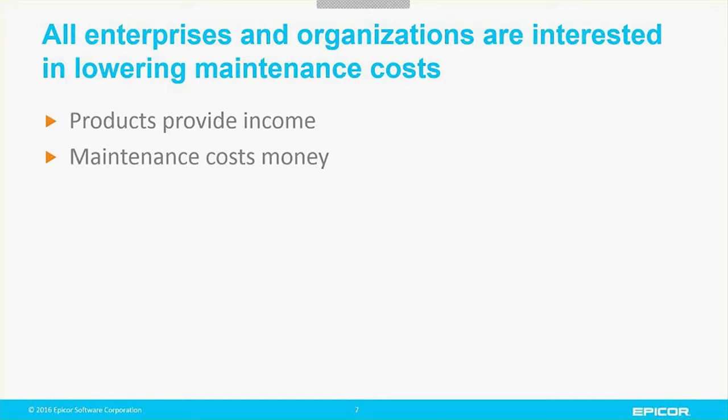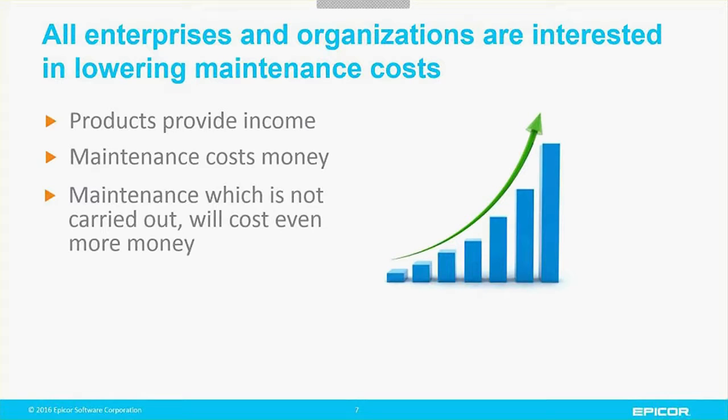Now, enterprises are always interested in lowering their maintenance costs. They'd obviously rather spend all their money making product and not spend anything on maintenance, because maintenance is seen as a cost, whereas production is seen as a value.